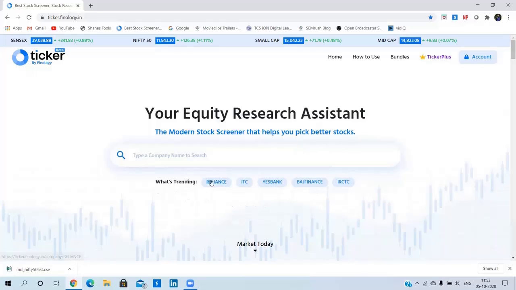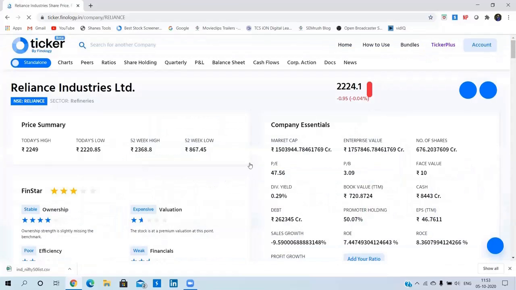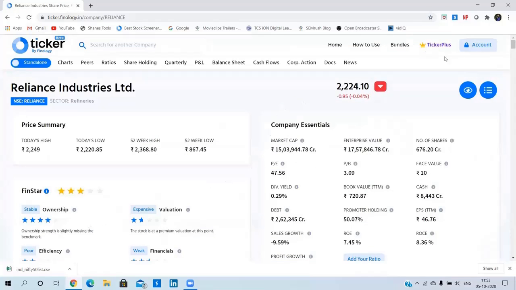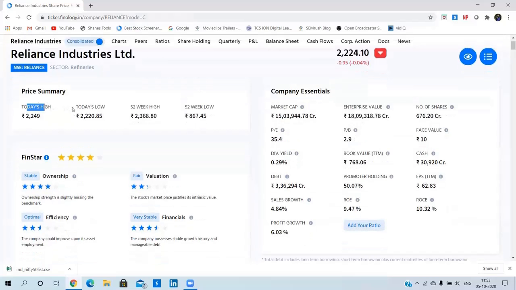So now I want to check the price and details regarding Reliance. When you land on this page, the first thing you need to do is convert this standalone into consolidated. Many of you might know what standalone and consolidated mean. If not, in a further video we will be explaining. Here is the share price of Reliance, showing how much down it has gone today, with respect to points and percentage. That is today's high, today's low, 52-week high and 52-week low.